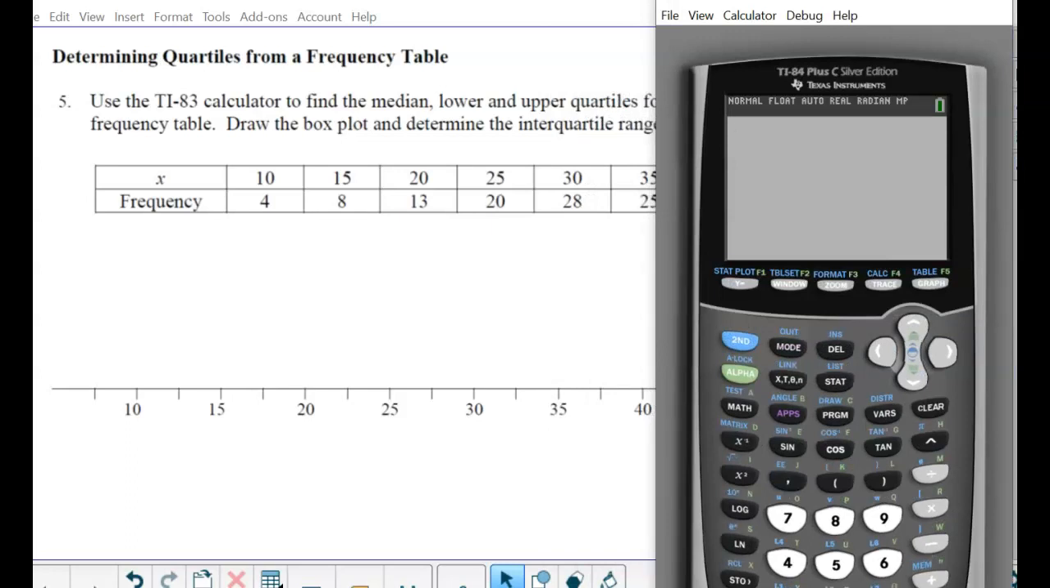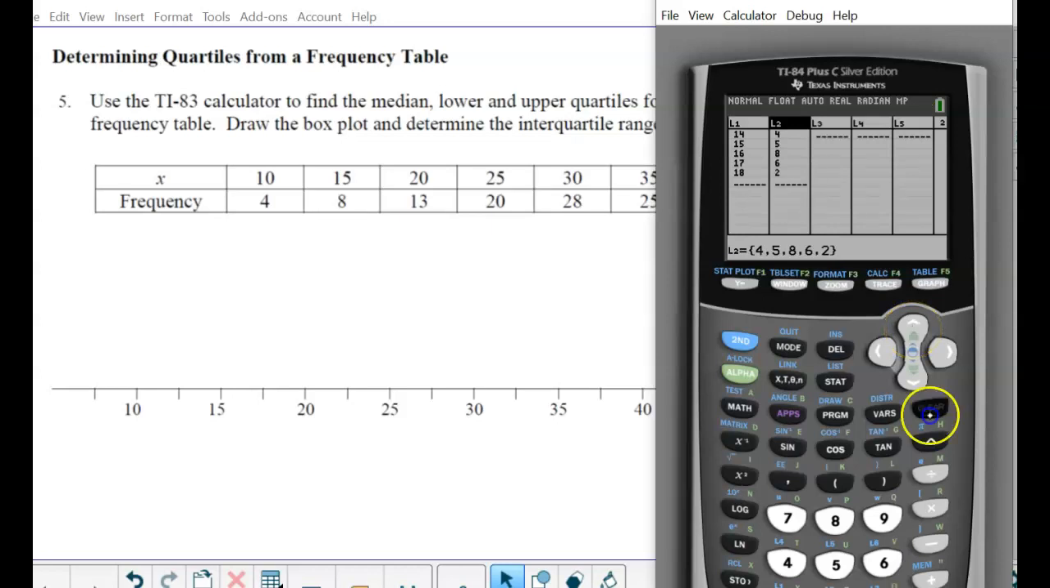So you go to Stat and Edit on your list. Now I still have the list up from yesterday, so I'm going to cursor up and press Clear, Enter. Cursor over, cursor up, Clear, Enter. Don't press Delete because you'll delete a list and then you'll have to insert it back in.